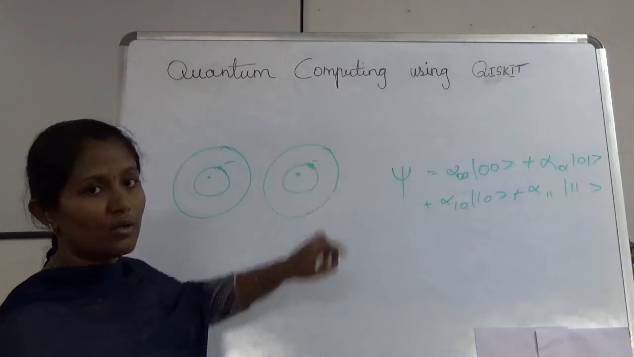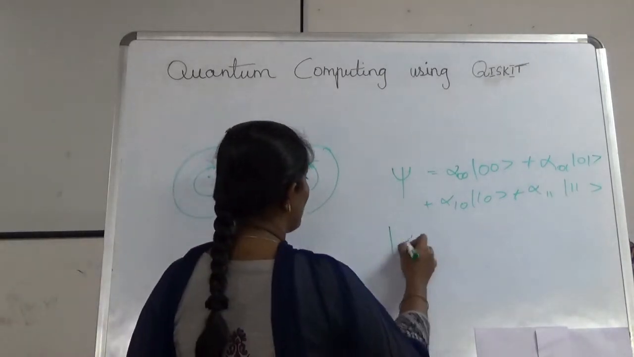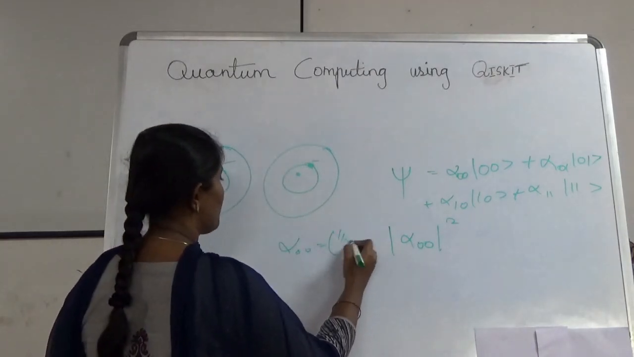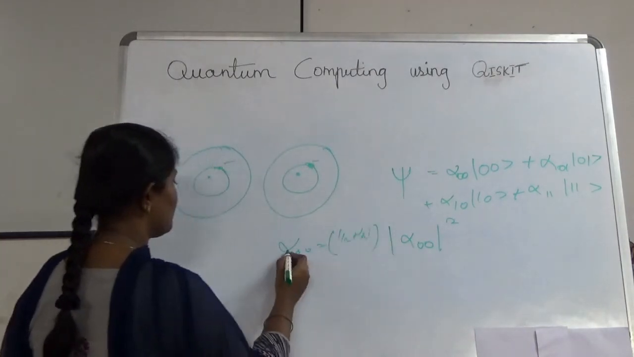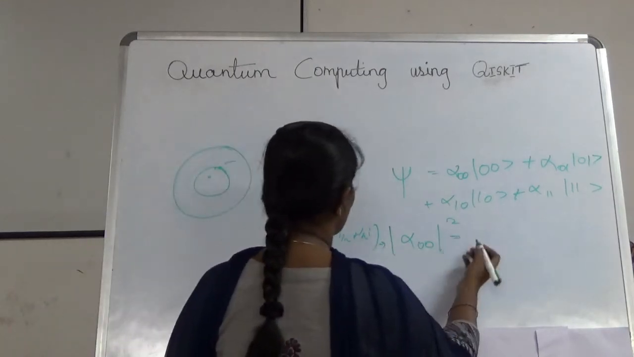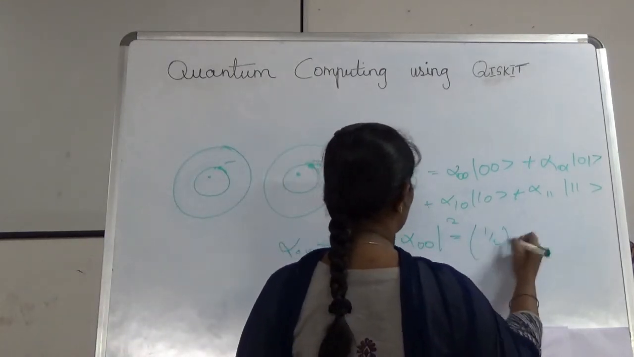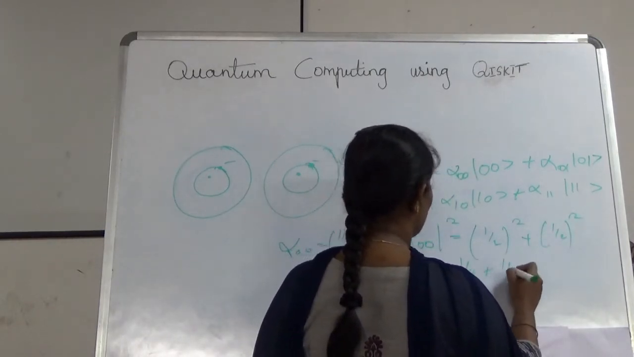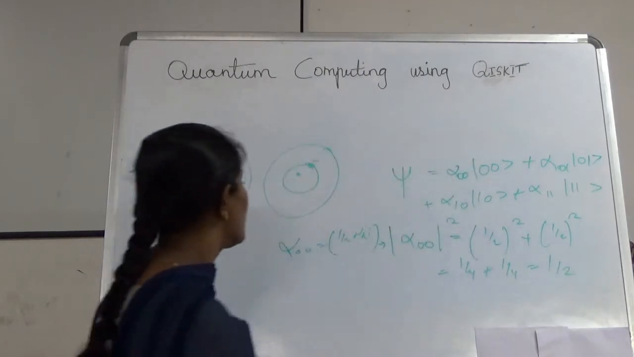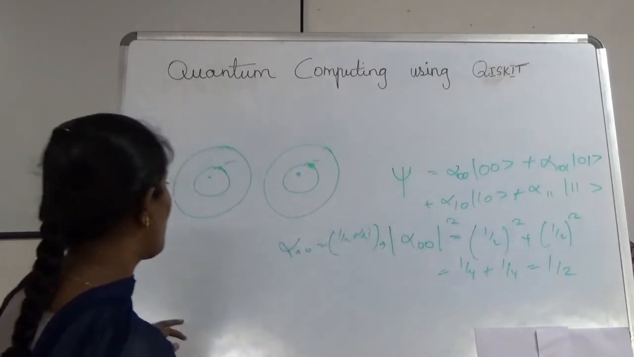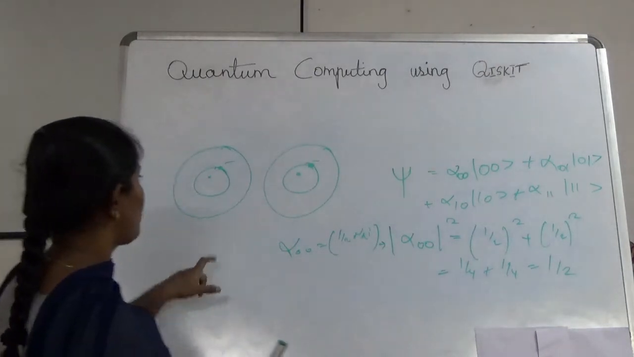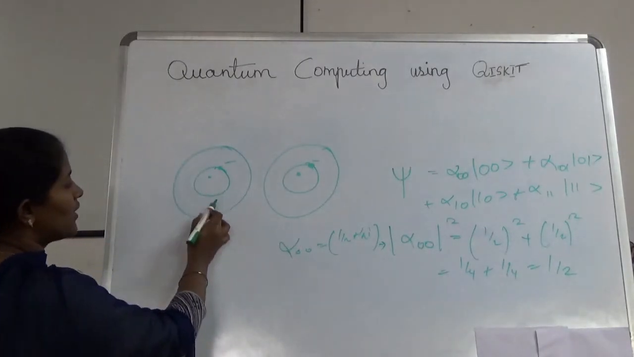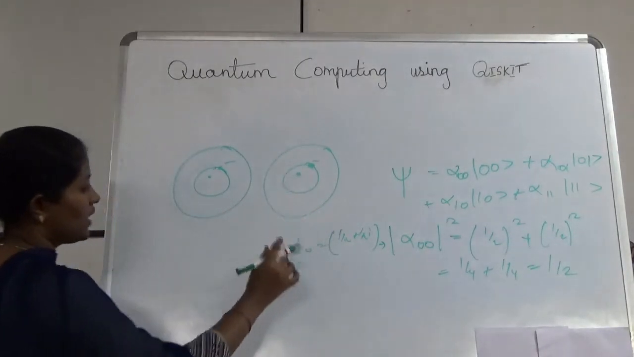The magnitude of alpha 11 gives the probability that the first qubit is in up state and the second qubit is also in up state, where alpha 00 is equal to, for example, 1 by 2 plus 1 by 2 i. The magnitude of alpha 00 is equal to 1 by 2 the whole square plus 1 by 2 the whole square, which is equal to 1 by 4 plus 1 by 4. So we get 1 by 2 probability, where there is only half chance of the first qubit being in down state and the second qubit being in down state.